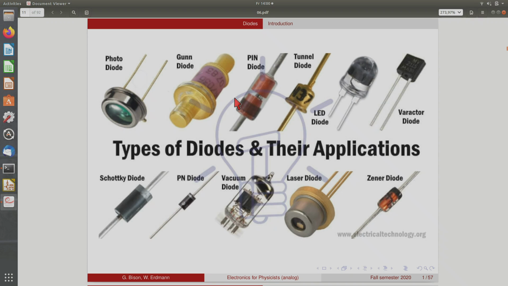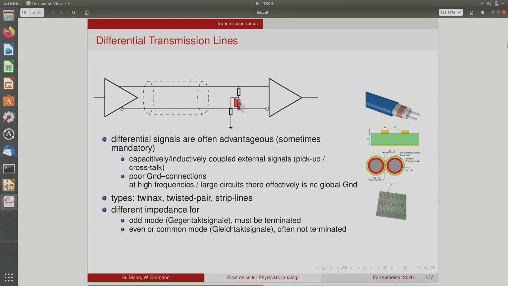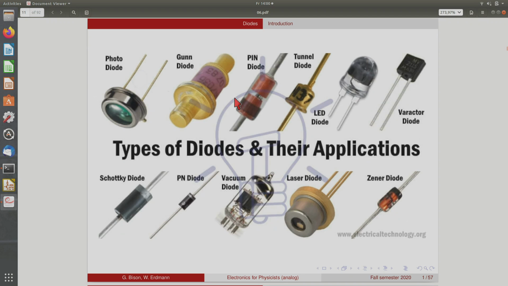Okay. Does anyone have a question on transmission lines? Because now we will change topic. Okay, not. We now switch to diodes.